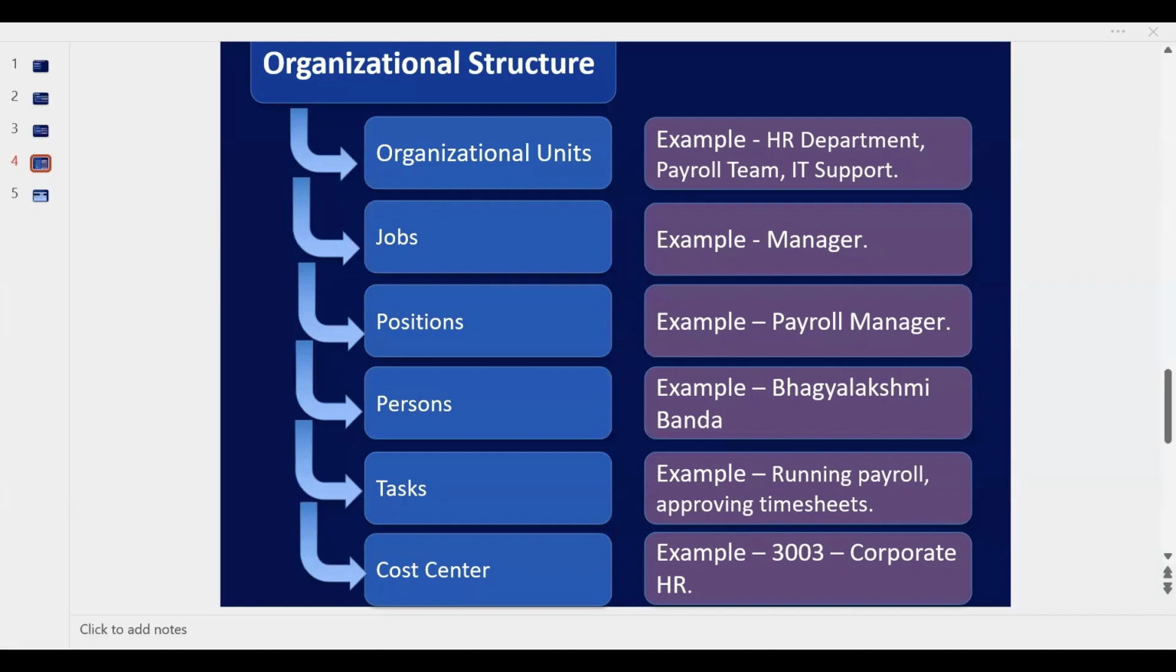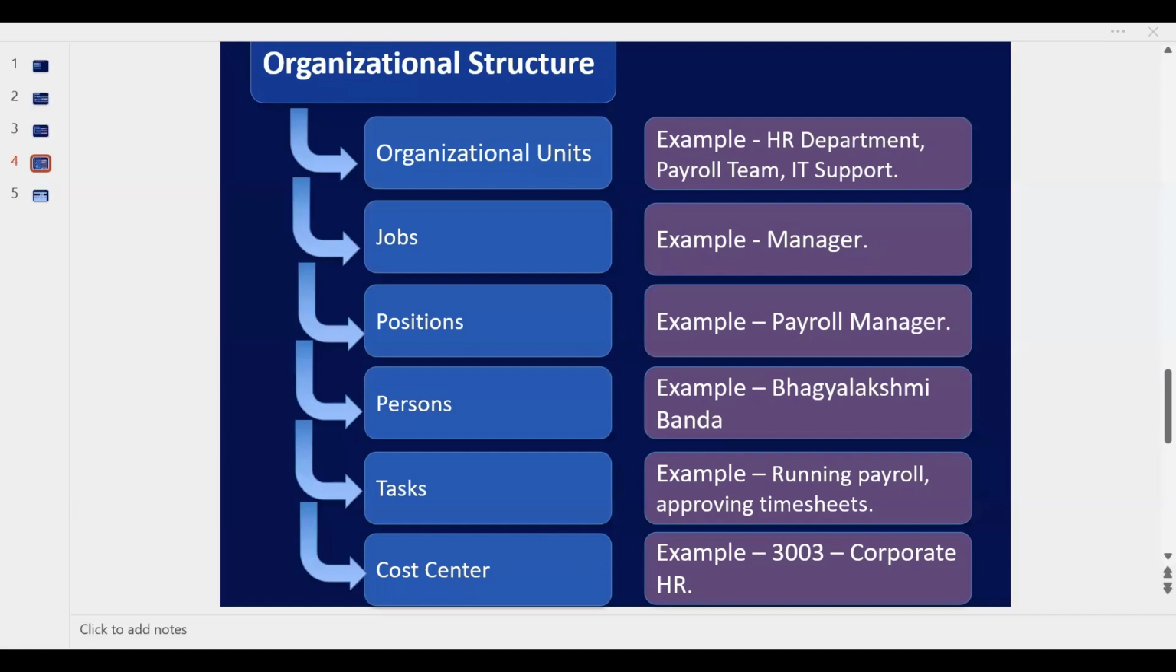The second key element is job. Assign general tasks to job. An example is manager. Assign specific tasks to position. Payroll manager or HR manager are a couple of examples. The employee occupying the position is called person. And this is an important key element as well.